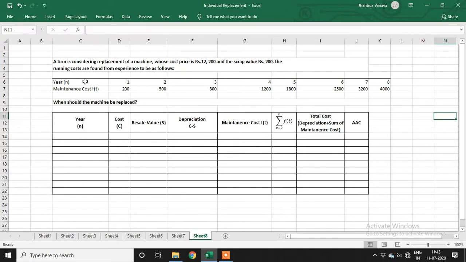8 years are given to us, and for 8 years the maintenance cost is given, that is 200, 500, 800, 1200, 1800, 2500, 3200 and 4000. So first of all, what is the question? When should the machine be replaced? So the question is once again the same: what is the optimum time when we have to replace this machine. So let's start our numerical.